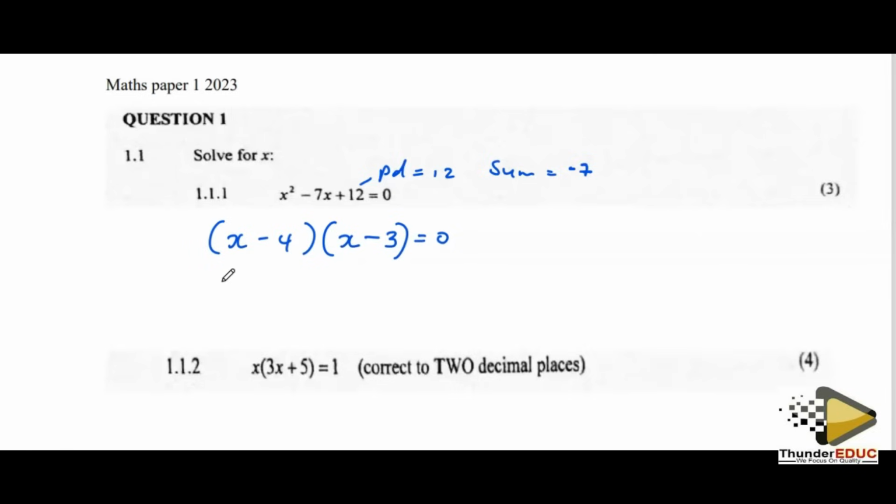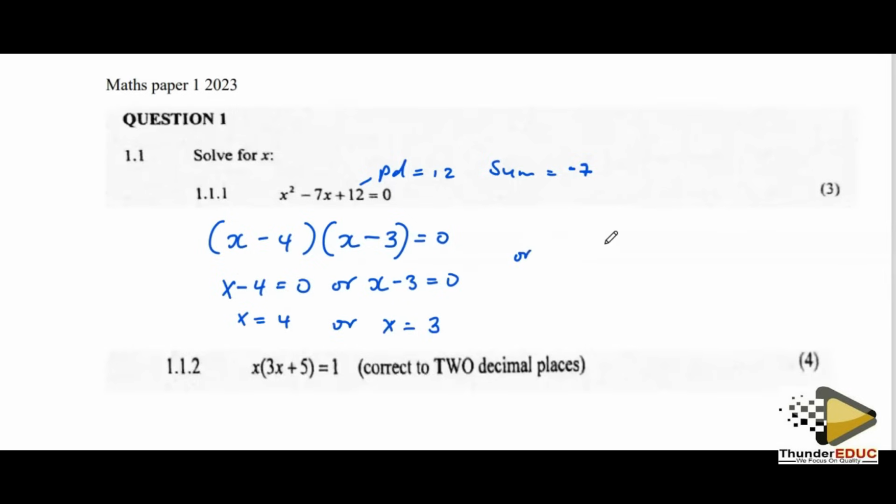So with this first bracket, I will equate it to 0 and say either x minus 4 is 0 or x minus 3 is equal to 0. So which means if I solve for x, my x is going to be 4 or x is going to be a positive 3 that side. And then I'll be done with that.